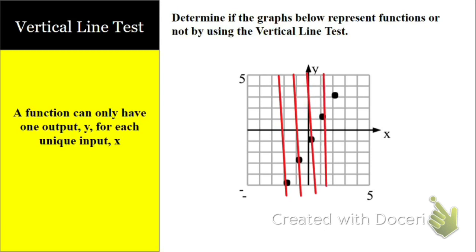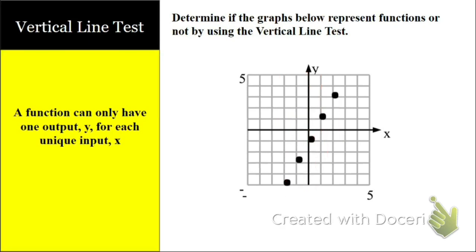points throughout the graph. When we test these points, what we should notice is that every vertical line should only touch a point one time. If we notice that it touches more than once, that is not a function. So in this example, we're determining based off the graph if it's a function or not, and based off our vertical line test, none of these touched a vertical line more than once, because a vertical line goes straight up and down. So we will label this one as a function, because it passes the vertical line test.